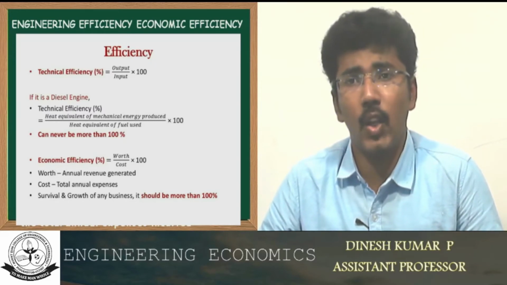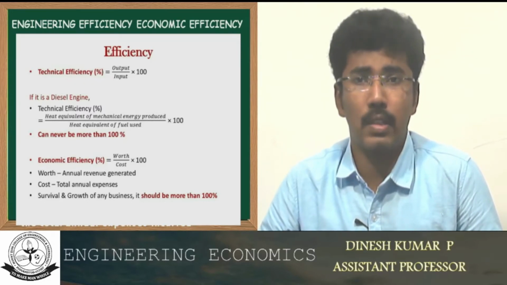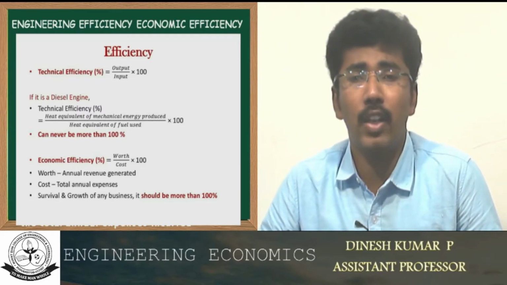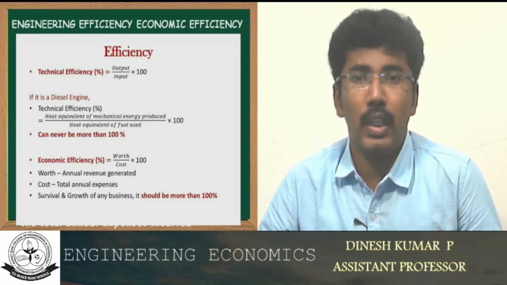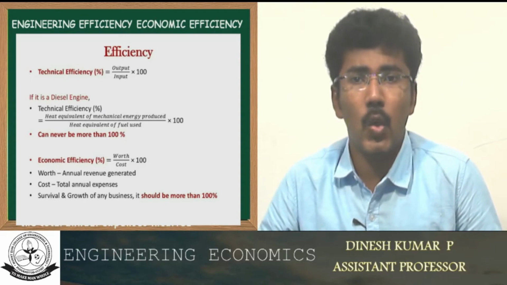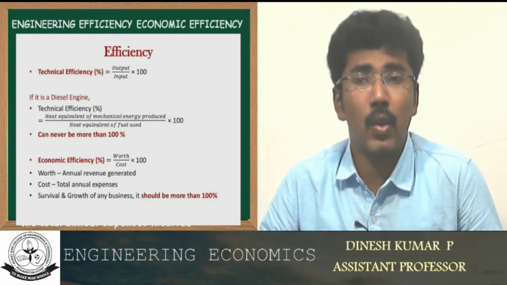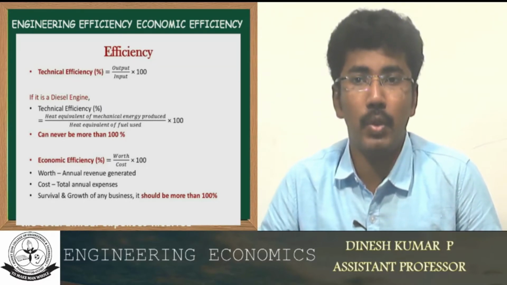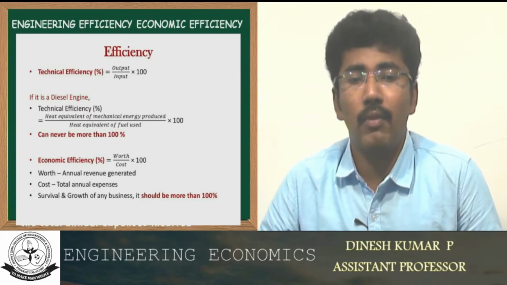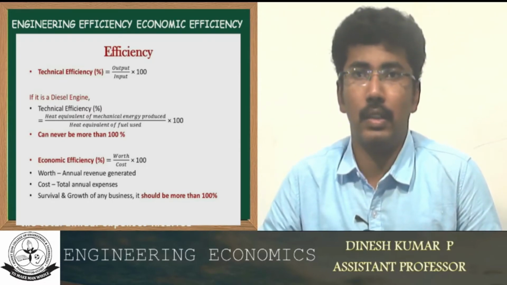Next, economic efficiency is the ratio of worth to cost. The worth is the annual revenue generated from the business, that is the output in economic efficiency. The cost is the total annual expenses or expenditure of the business, that is the input to the business. For the survival and growth of the business, it should be more than 100%.